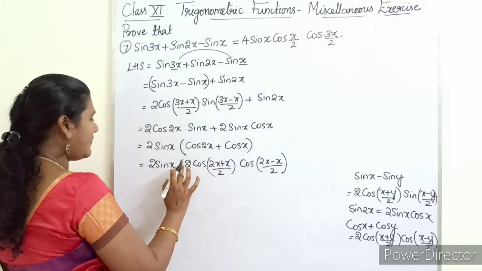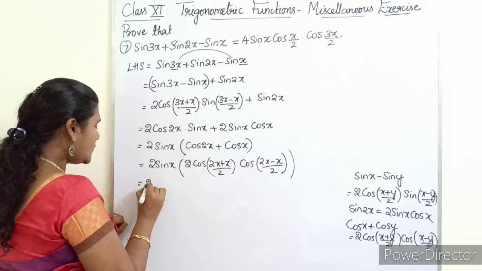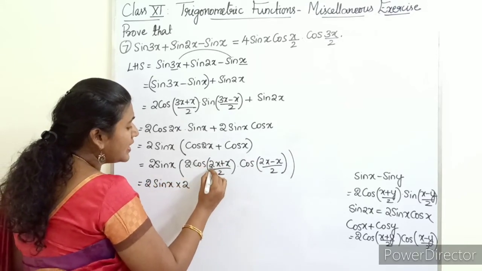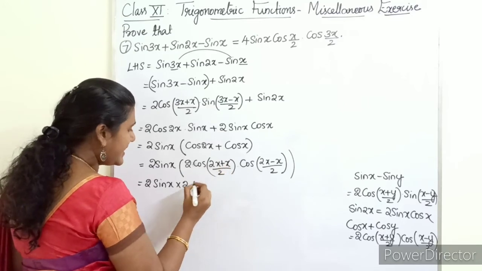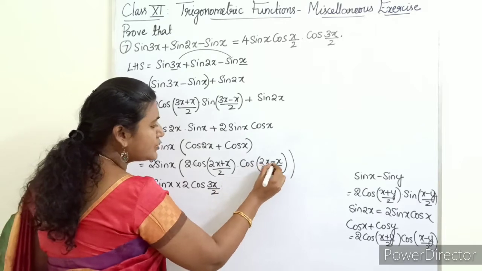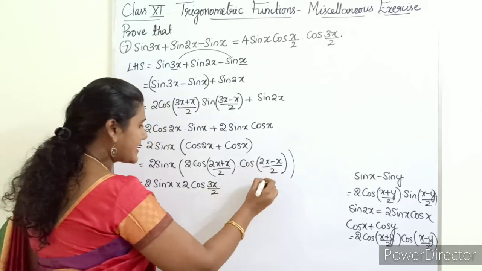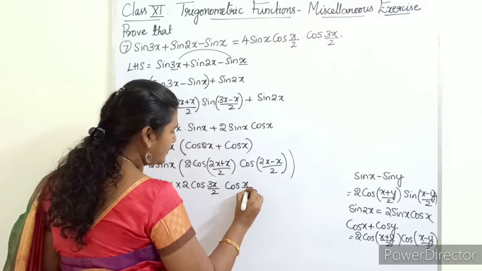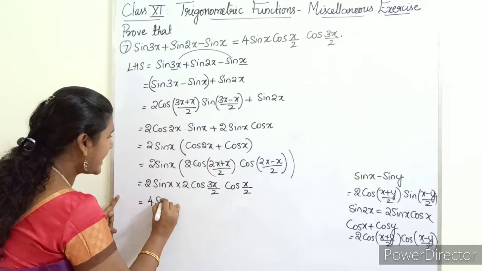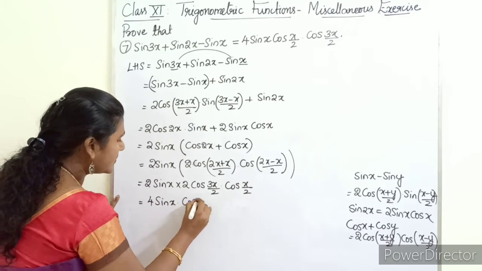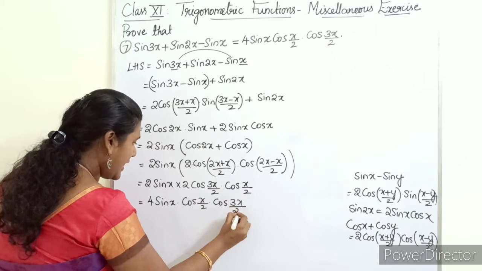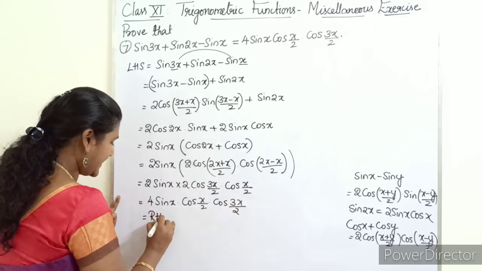So now we will simplify this. That is 2 sin x into 2. Here 2x plus x is 3x by 2, so we will get cos 3x by 2, into 2x minus x is x, so x by 2, cos x by 2. So now we will write in the same order. 2 into 2 is 4 sin x into cos x by 2 into cos 3x by 2. Actually this is our RHS expression.